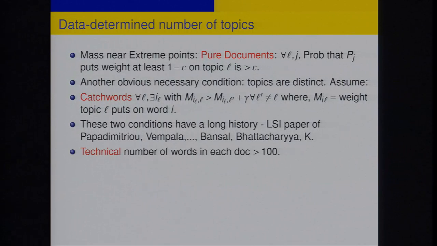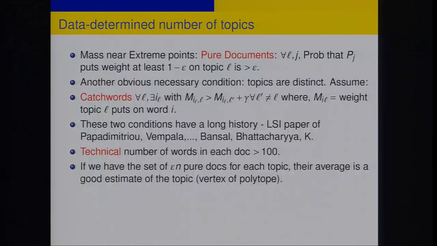We make another technical assumption. It turns out you need at least a constant number of words, a big constant number of words per document. So if I give you only one word per document, the variance is too high to do anything.